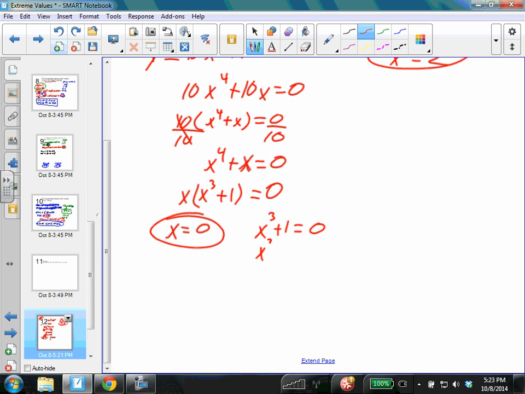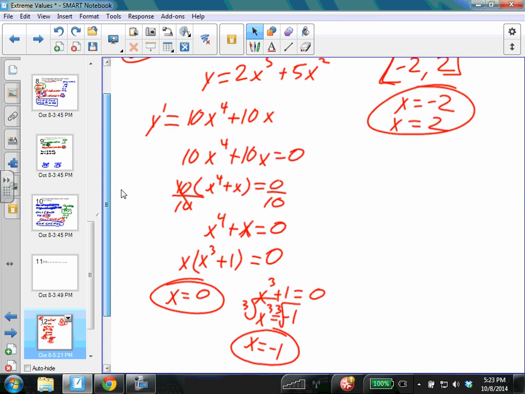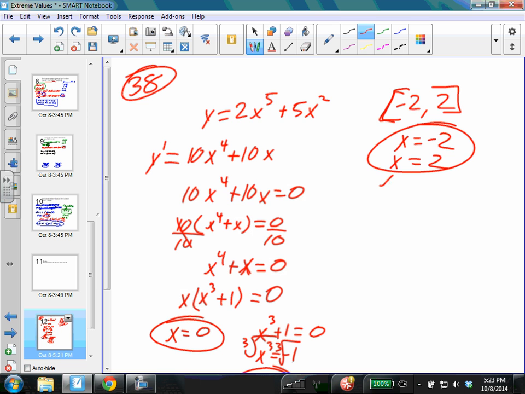So x cubed is equal to negative 1. And then if we take the cube root of both sides, x is equal to negative 1. So x equals 0 and x equals negative 1. So we add these, x equals 0 and x equals negative 1. This is important. You always want to check for these values that you get and make sure they fall inside that interval, okay? So our interval is between negative 2 and 2. And so we're good because 0 and negative 1 are both inside of that interval.